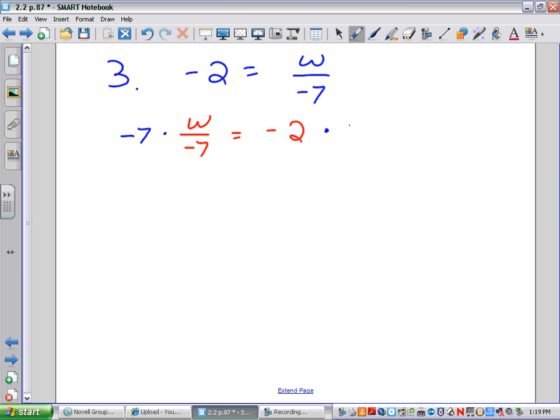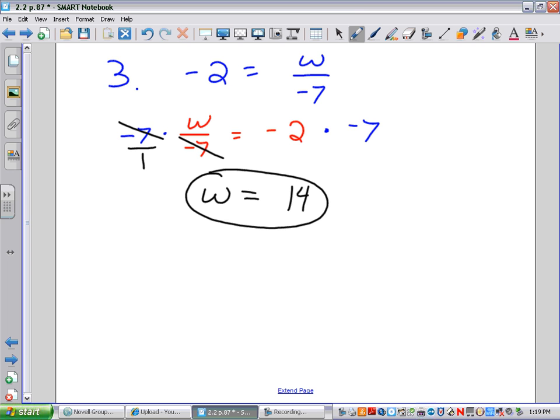So I have to times by negative 7 over here. Then, of course, you can cross cancel those because technically that's over 1. And I only have the w left over. And then multiply. Negative 2 times negative 7. Remember, two negatives make a positive there. Positive 14. W would equal 14. That's your answer. Jump to number 7.